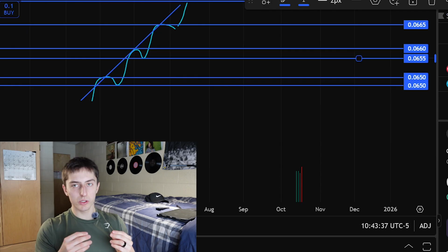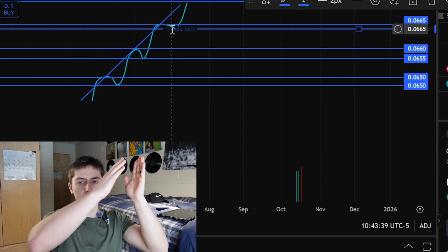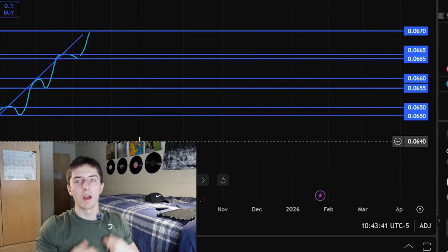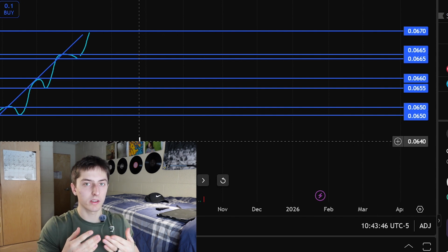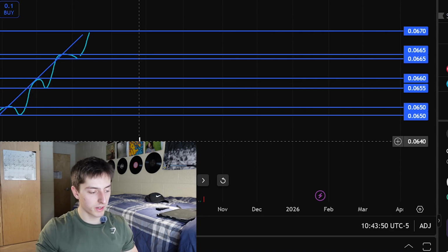So bearish and bullish trends are basically just the same thing, just in different directions. So a bullish trend is characterized by higher highs, higher lows. A bearish trend is characterized by lower highs, lower lows. Very simple, very easy to understand.